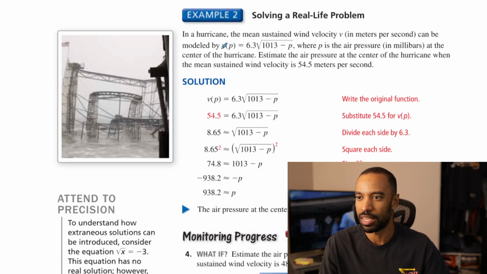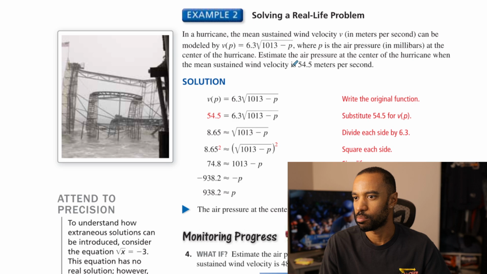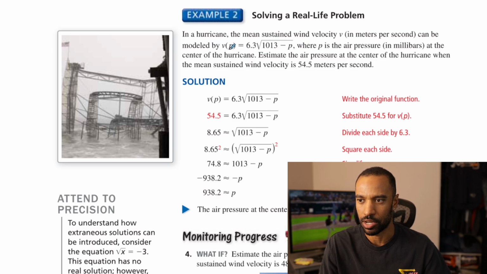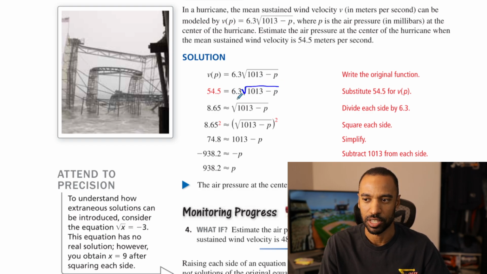With this one here, they give us a model for mean sustained wind velocity inside a hurricane, where P is air pressure. They said estimate the air pressure when the mean sustained wind velocity is 54.5 meters per second. So nothing difficult. They're just saying, here's the equation, substitute something for V, and solve for P. P is inside the radical. So first thing we're going to do is isolate this radical by dividing by the 6.3.